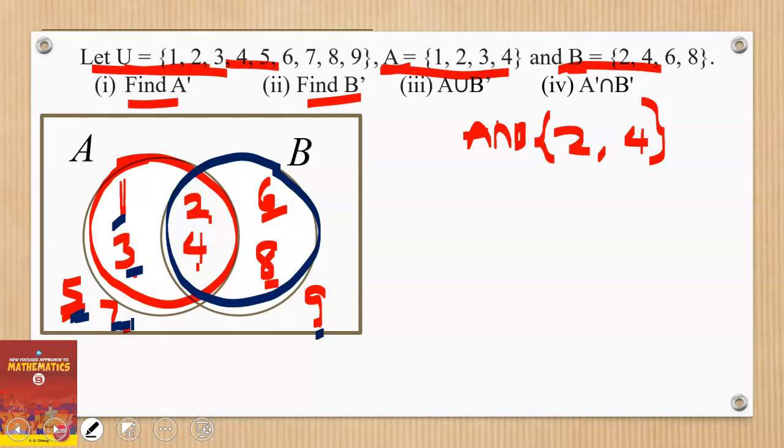I'm sure this has really helped you to understand the concept of complement and how to represent it using a Venn diagram. Thanks so much for watching.